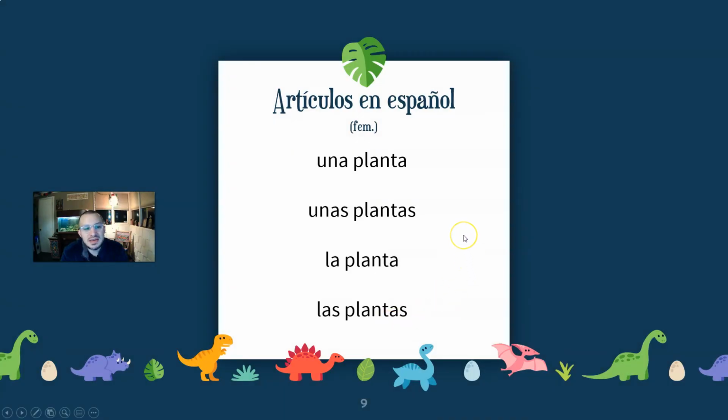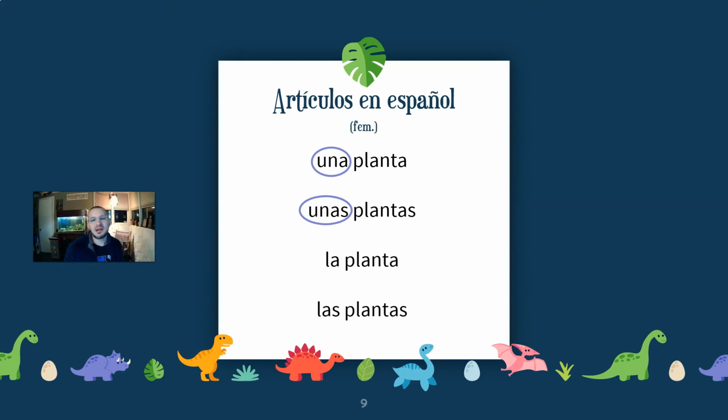So, since we looked at the masculine articles, let's look at the feminine articles, equally important. So, we'll need a feminine noun. In this case, I chose the word planta. It happens to be a feminine noun, and it happens to mean plant. Una planta, some plant. Me gustaría tener una planta en la ventana. I would like to have a plant, I'm not sure what plant yet, in the window.